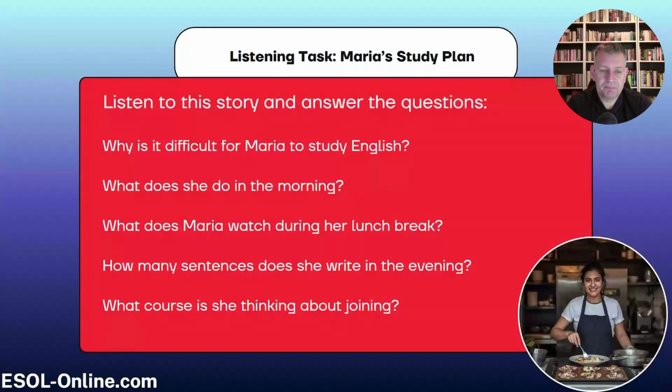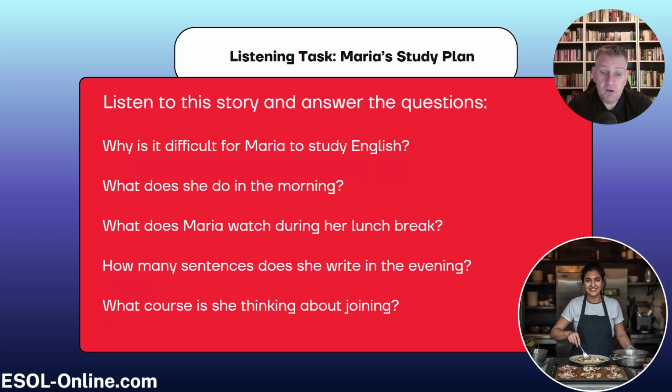Okay, I'll read it again. Maria works in a restaurant and she often finishes late at night. She wants to improve her English, but she doesn't have much free time. So she made a simple plan. Every morning she listens to a 10-minute English podcast while she gets ready for work. When she walks to the bus stop, she practices new words on her phone. During her lunch break, she watches a short English video about cooking because she likes learning vocabulary for her job. In the evening, she writes 3 sentences in English about her day.